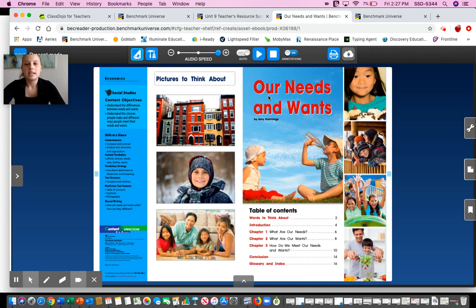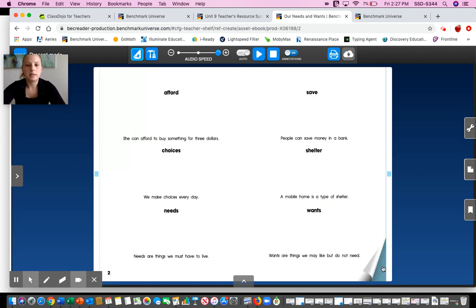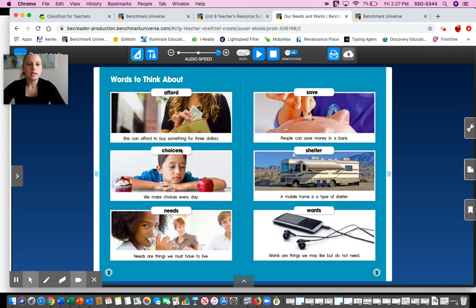Okay. Here's the title again, Our Needs and Wants by Amy Hutchings. And then you have the table of contents. Remember, the table of contents tells you where to find different titles and pages, and then it gives you the page numbers, okay? All right, let's flip to the first page. Here's our vocabulary, words to think about.